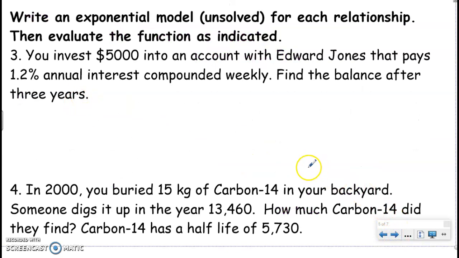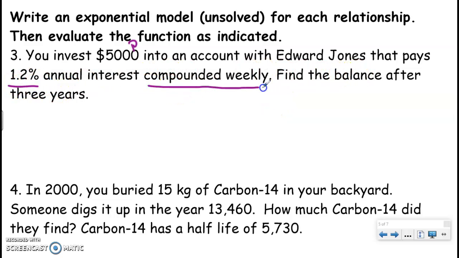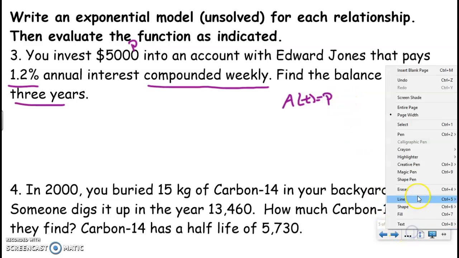Okay, next one. You invest $5,000 into an account, that's your principal, with Edward Jones that pays 1.2% annual interest compounded weekly. Find the balance after 3 years. Okay, so our final amount is going to be the principal, which is 5,000.